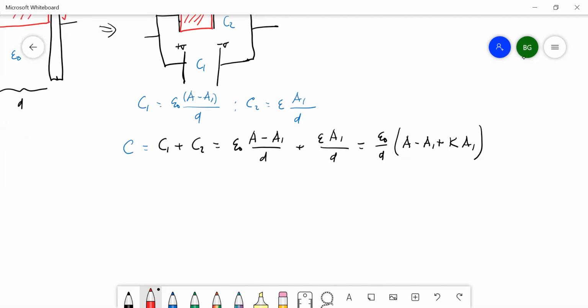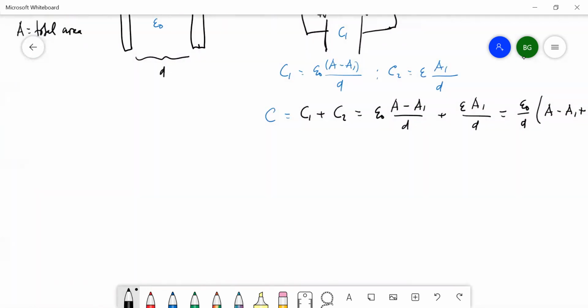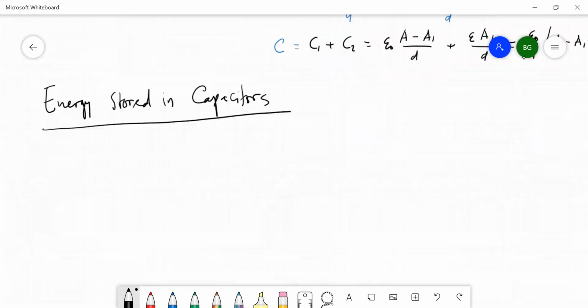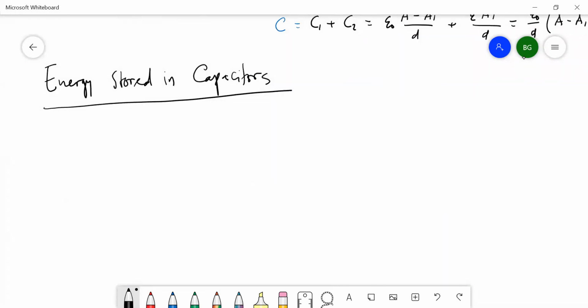Okay, I want to discuss today the last part of our section about capacitors, which is about energy stored in a capacitor. As you know, we recall potential energy.